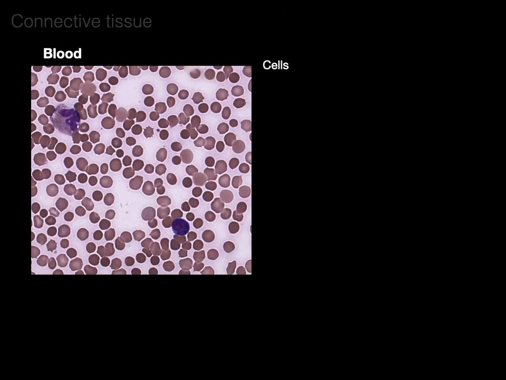Now, blood seems like the odd one, where you could hit someone over the head with a bone or a tendon and they'd feel that. Blood's liquid. It's a liquid connective tissue, but it has the same features. It has cells surrounded by an extracellular matrix. There are red blood cells that transport oxygen, red blood cells or RBCs or erythrocytes.